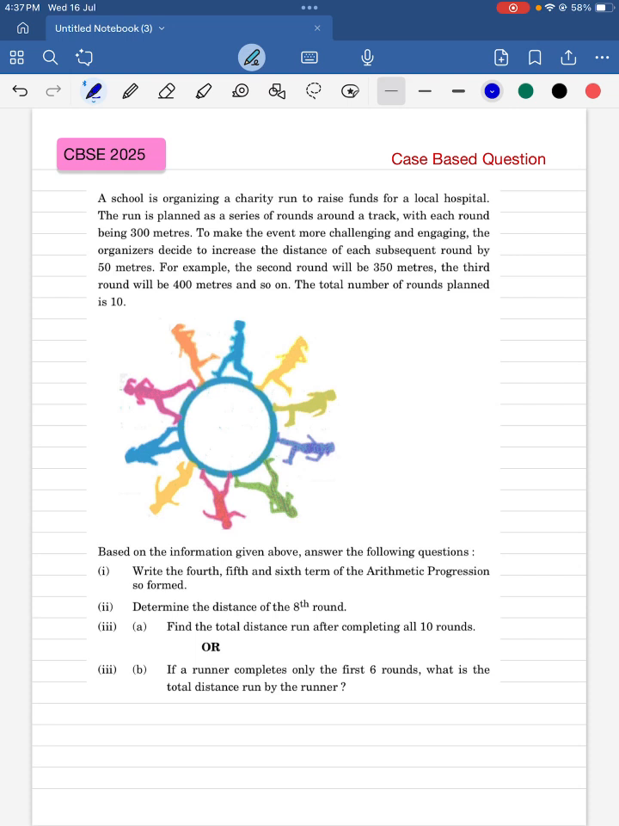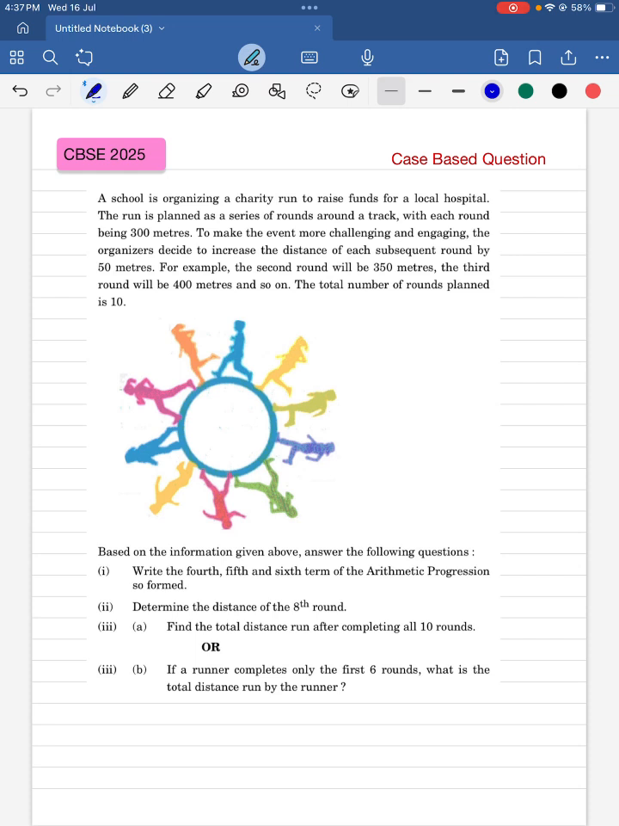To make the event more challenging and engaging, the organizers decide to increase the distance of each subsequent round by 50 meters. For example, the second round will be 350 meters, the third round will be 400 meters, and so on. The total number of rounds planned is 10. Based on the information given above, answer the following questions.